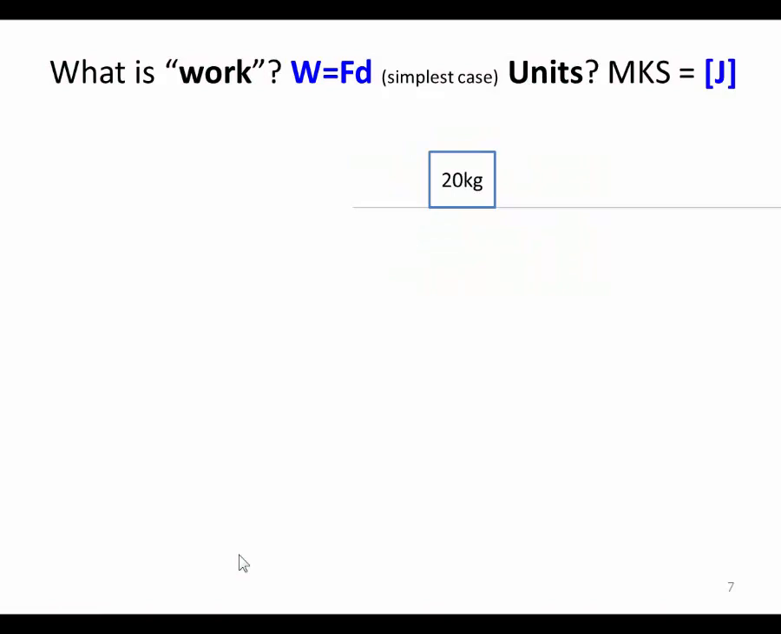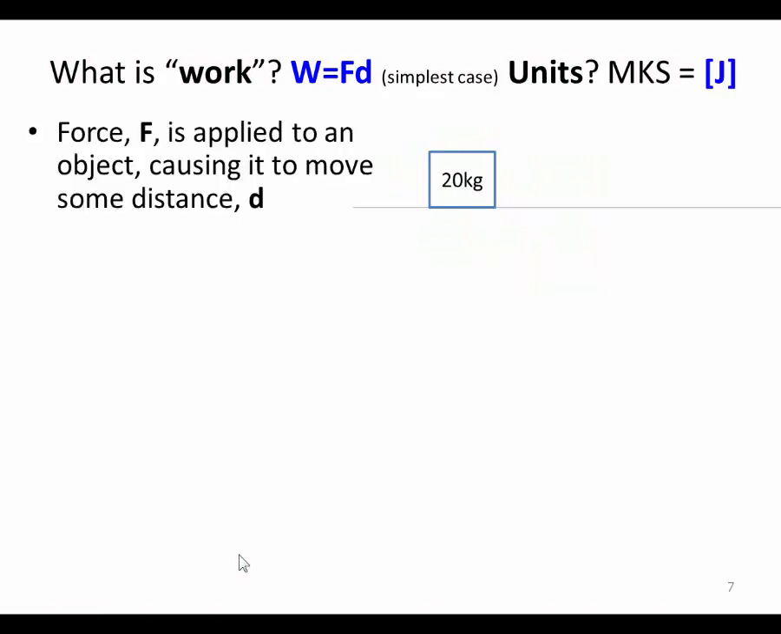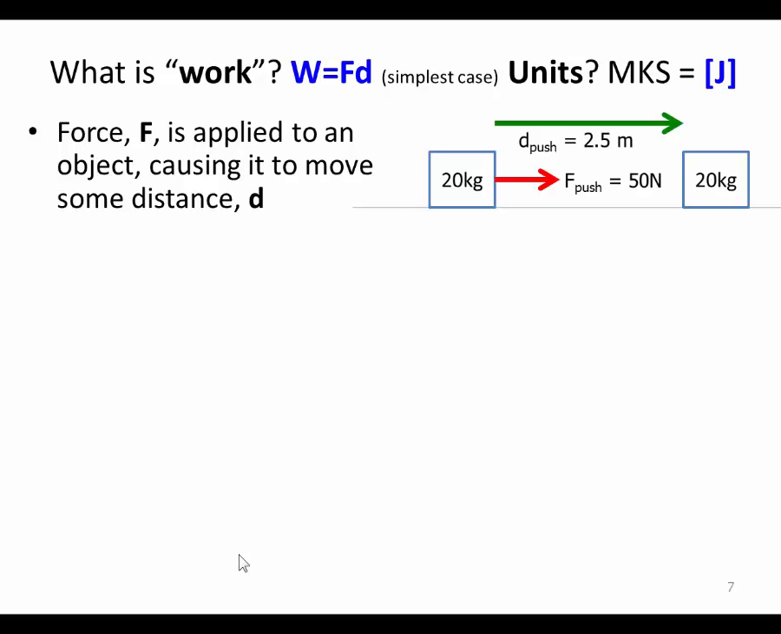Let's suppose I have a 20 kilogram box, and I'm going to apply a force to that box causing it to move some distance. So let's just say the force is 50 newtons, and let's say the distance is 2.5 meters. The question is, what type of work is being done on this? There are some other forces, and right now I'm just going to look at the pushing force, but we might want to think about the frictional force as well.